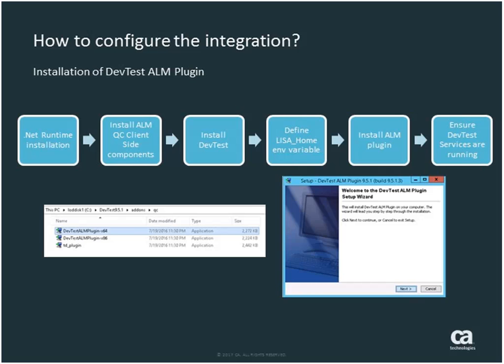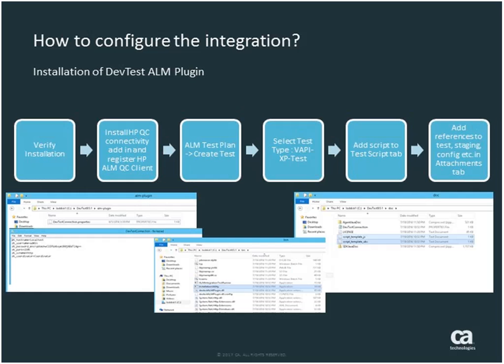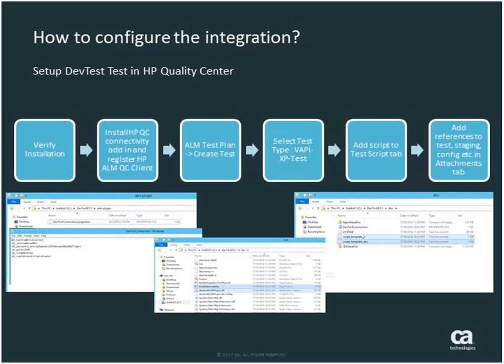Based on that, you can make a determination and install the required plugin, and then make sure that the DevTest services are running. This is the installation. Then how do you set up DevTest tests in QC? Before you set up the test, make sure you verify the installation.